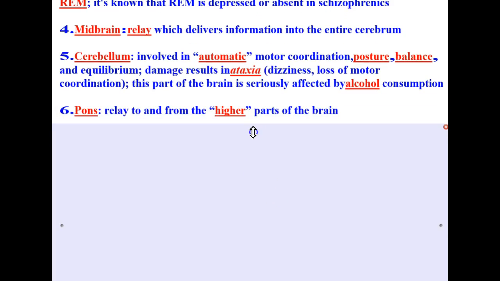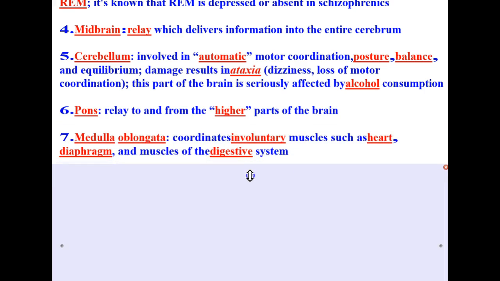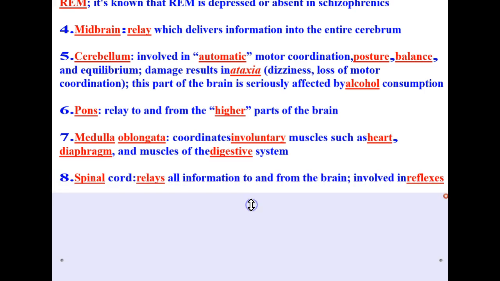Next is the pons. The pons is the relay to and from the higher parts of the brain. Next, the medulla oblongata. This coordinates involuntary muscles such as heart, the diaphragm, and the muscles of the digestive system. And lastly, the spinal cord. The spinal cord relays all information to and from the brain and is involved in reflexes.